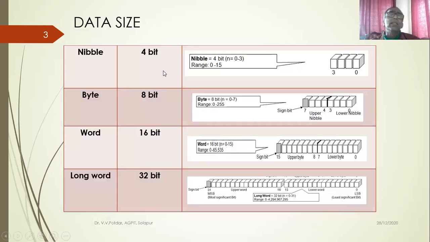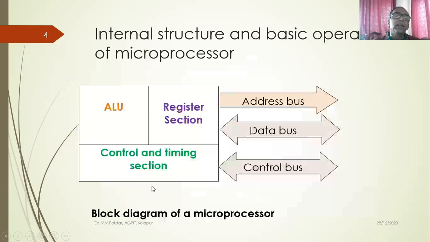This we already discussed earlier in the initial chapters. A 4-bit is called a nibble, and 8-bit is a byte, 16-bit is a word, and 32-bit is a long word, right? Just refreshing.